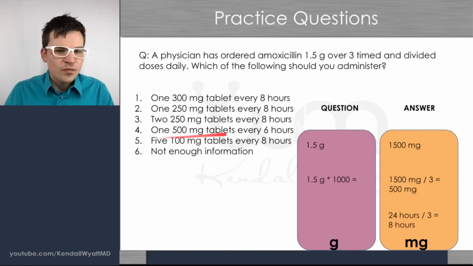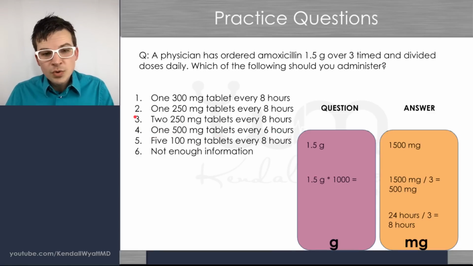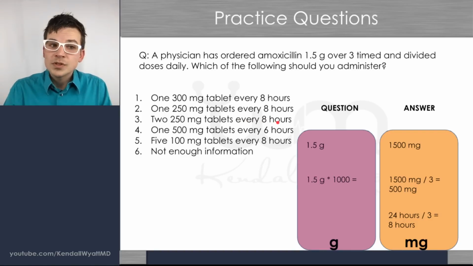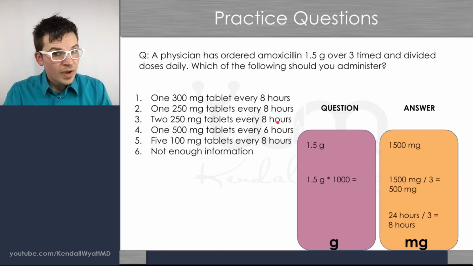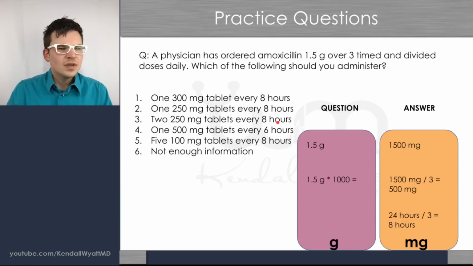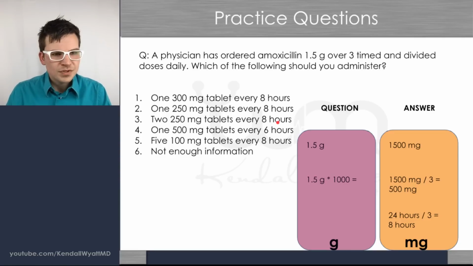So what's the answer here? It's not 5 100 milligram tablets every 8 hours. It's 2 250 milligram tablets every 8 hours for a dose of 500 milligrams each 8-hour dose for a total dose of, you guessed it, 1,500 milligrams or 1.5 grams. Wow, that was really confusing. That's right, it was meant to be.